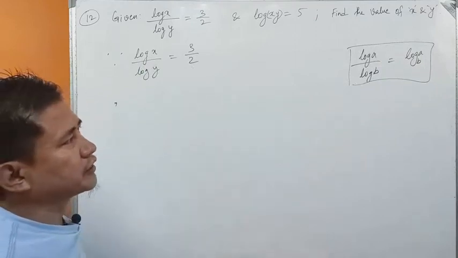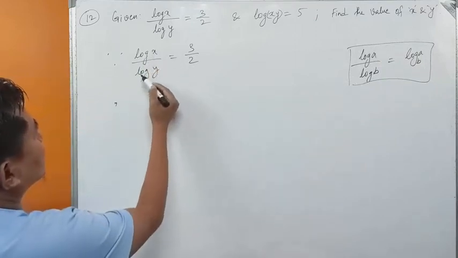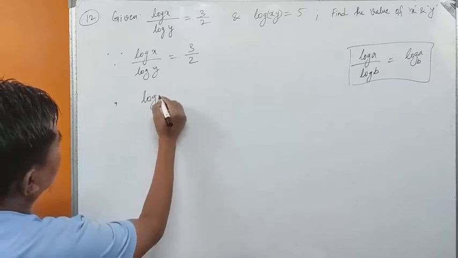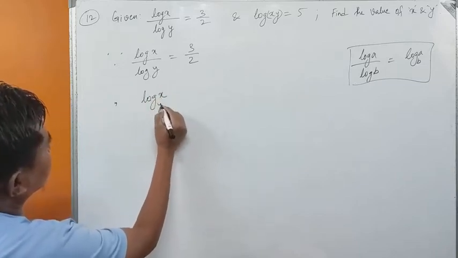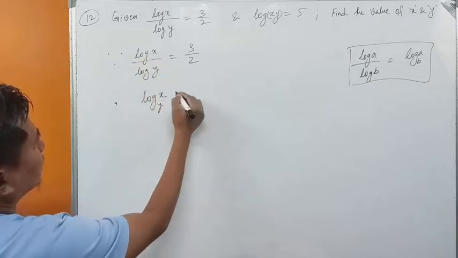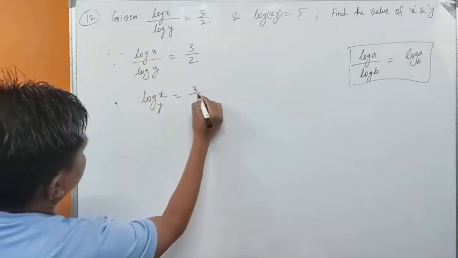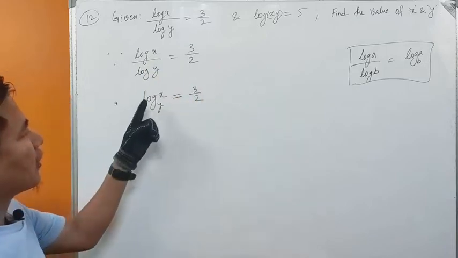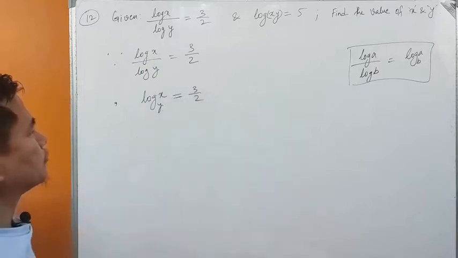You can find the video. Log x upon log y can be written as log x to the base y. So log x to the base y equals 3 upon 2.